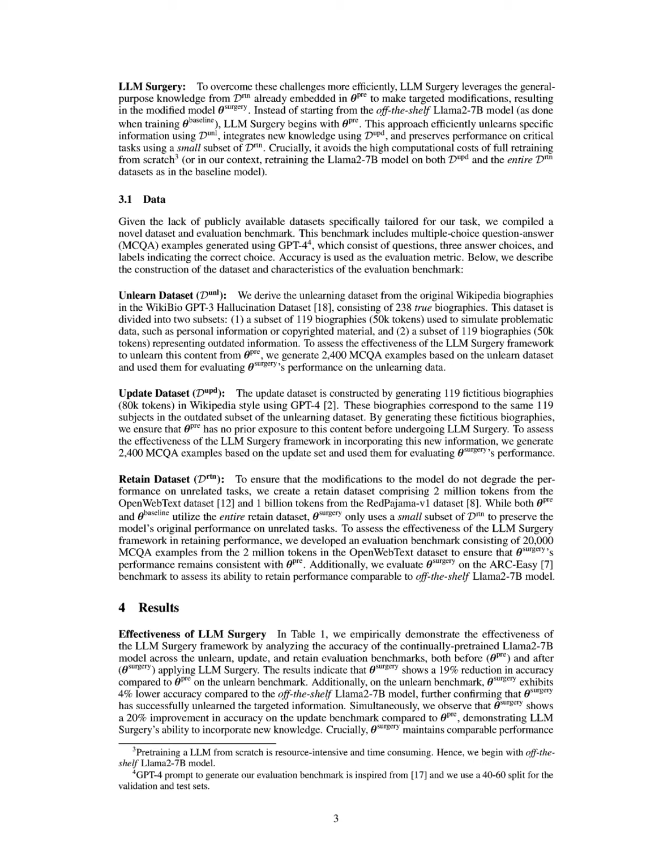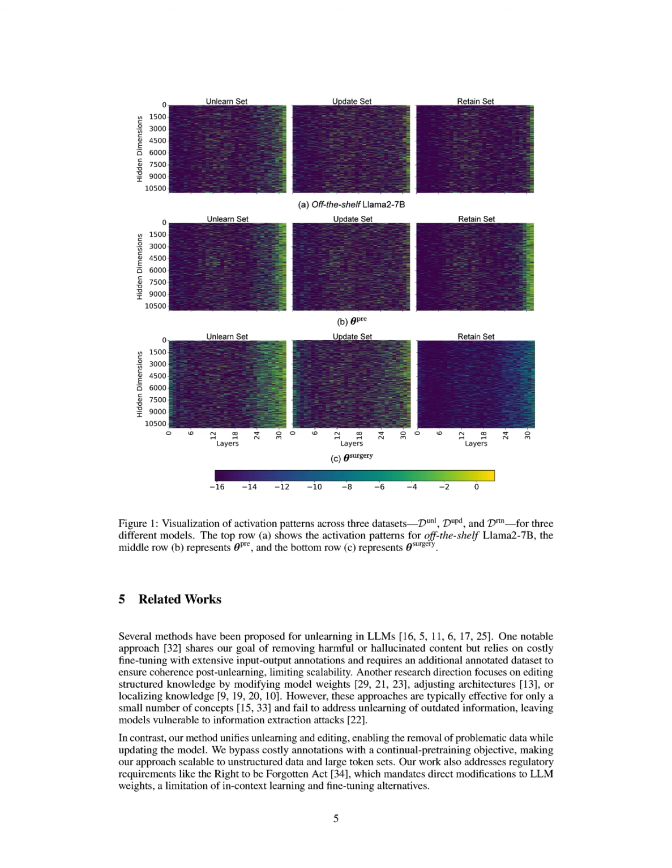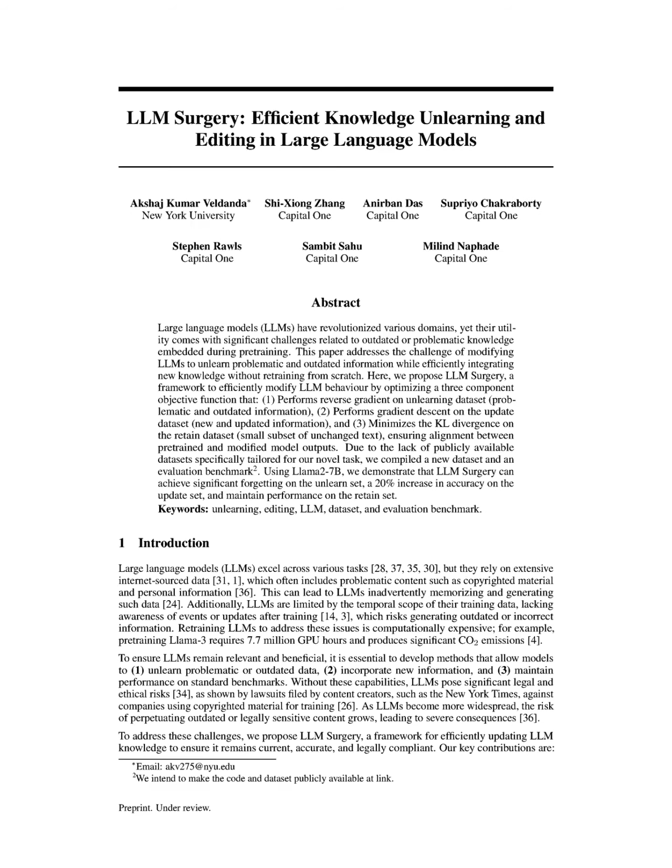Simultaneously, it utilizes the update dataset, which contains new fictitious biographies, applying gradient descent to integrate this fresh information into the model. Finally, to ensure that the model retains its performance on unrelated tasks, the framework minimizes the KL divergence on the retain dataset, which consists of a large corpus of general knowledge, thus preserving essential knowledge while making the necessary updates. This coordinated process allows the model to unlearn outdated information, incorporate new knowledge, and maintain overall performance.